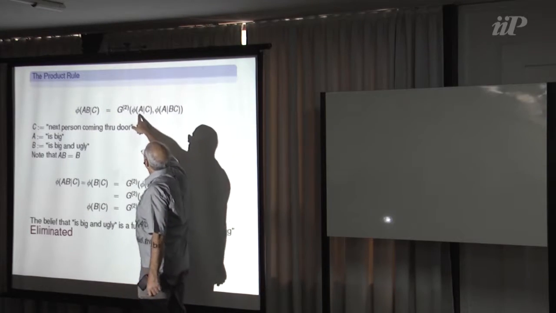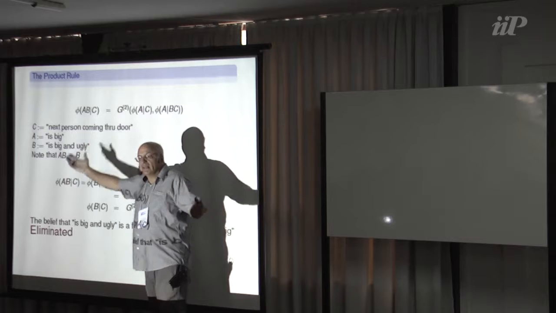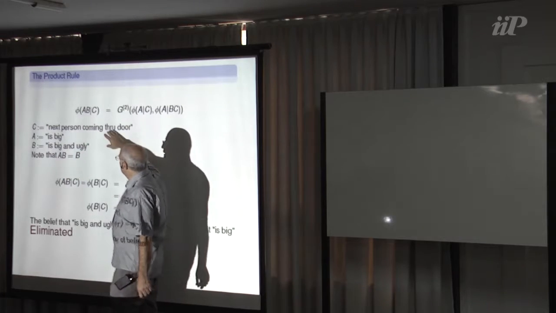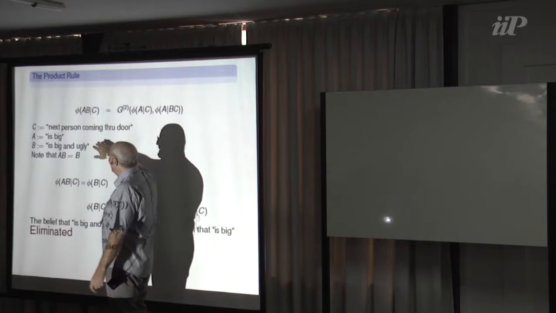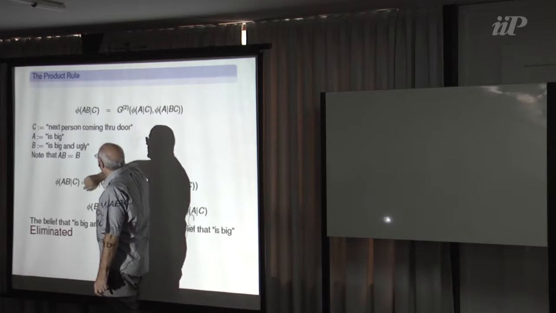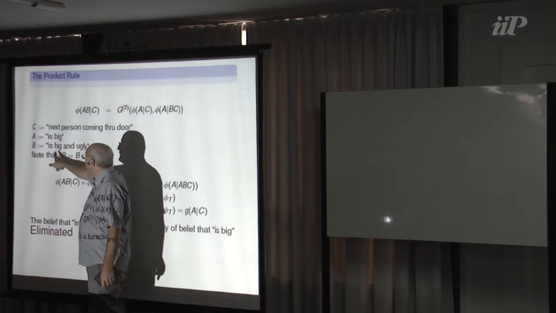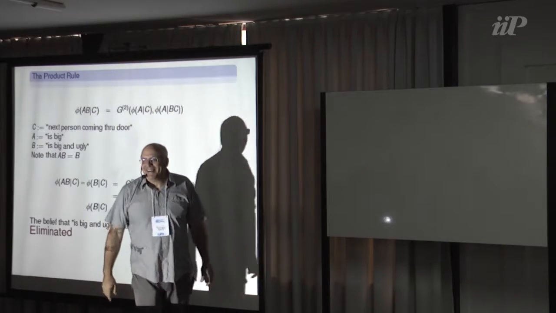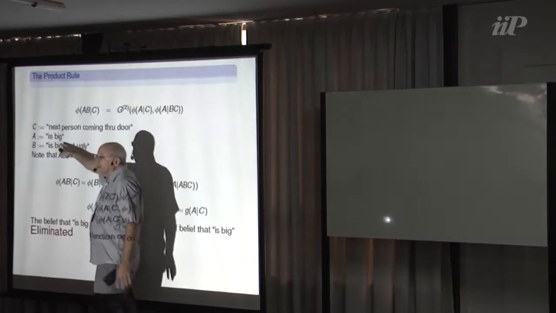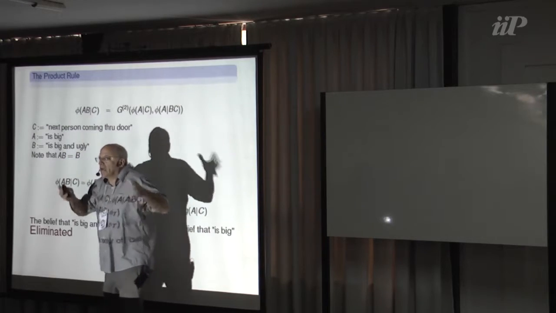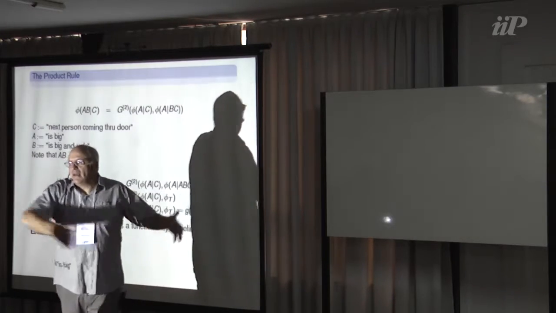G2. I'm going to look at a special case and see that it gives rubbish. The next person coming through the door, A is big. B is big and ugly. Okay? So you were lucky. Note that I'm considering a special case. If it gives rubbish on a special case, then I throw it away.